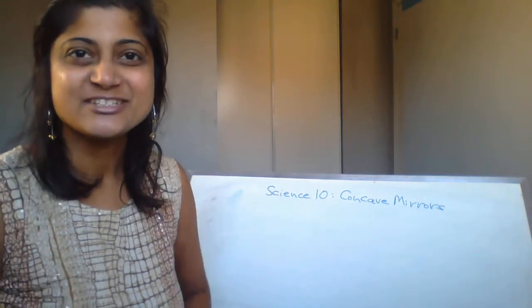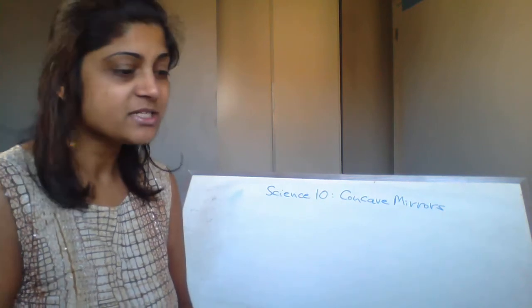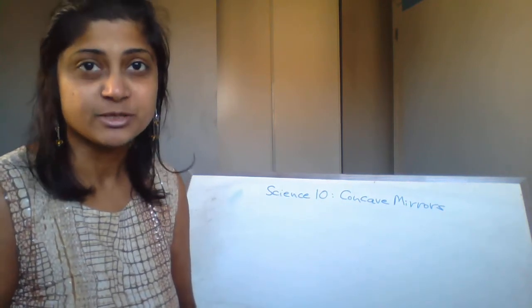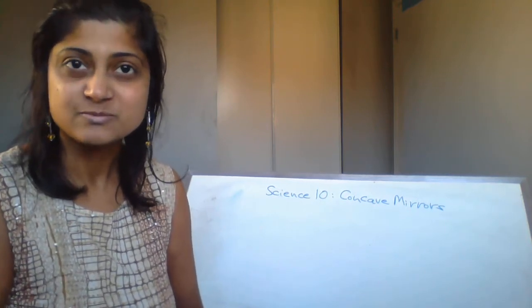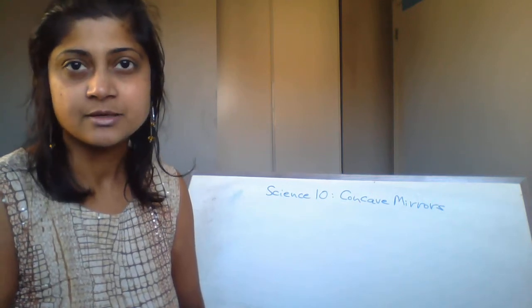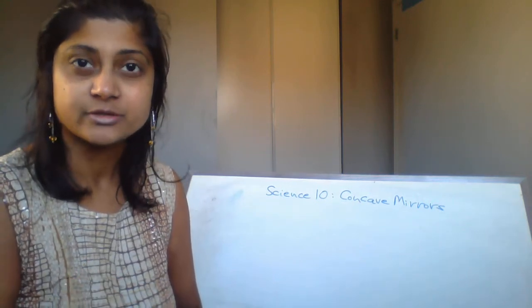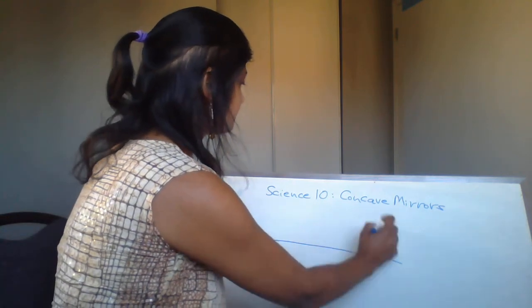Jag here, and in today's class we're going to continue with our Science 10 content, and the topic today is going to be on concave mirrors. What we're going to go through first is how to draw the ray diagrams for the concave mirror. The concave mirror is basically slightly turned inwards. So I'm going to show you an example right here.